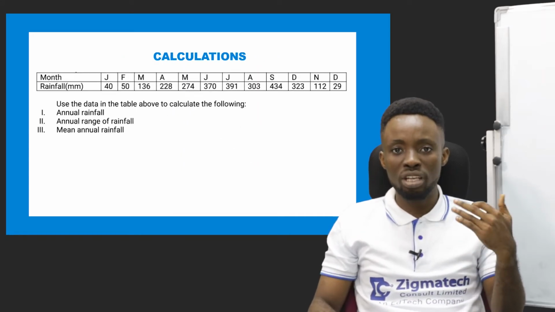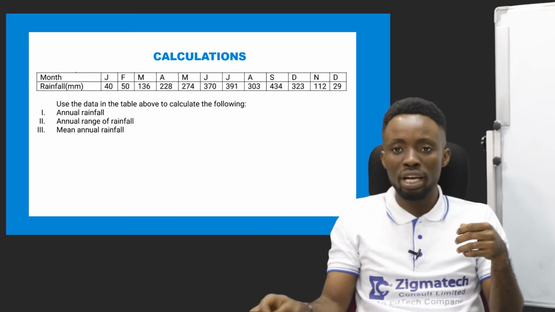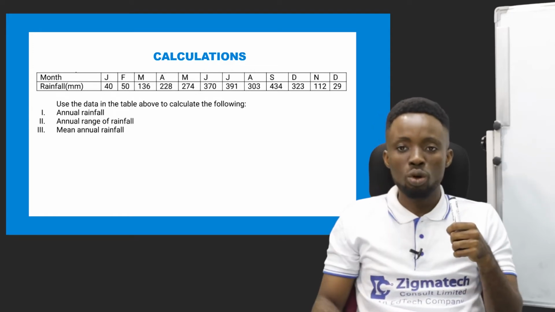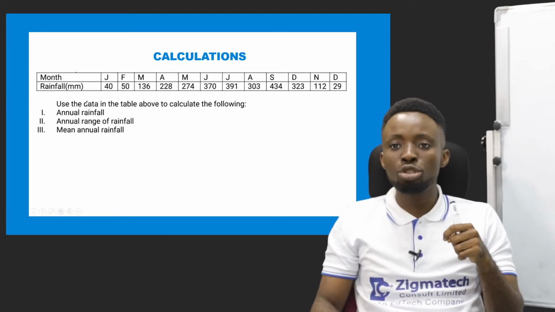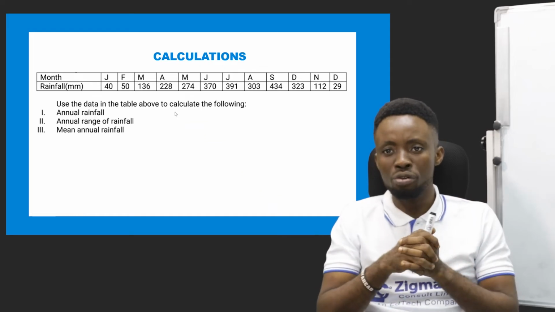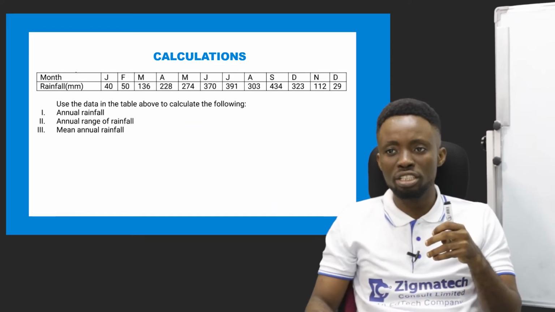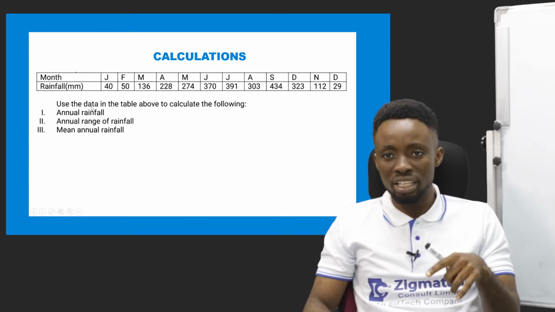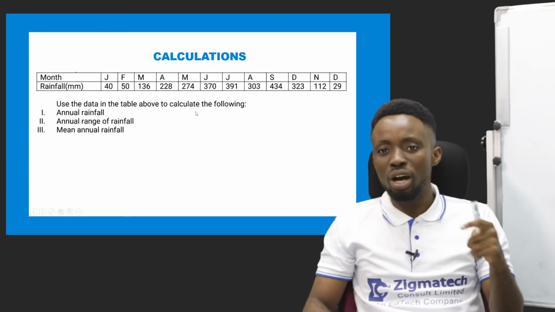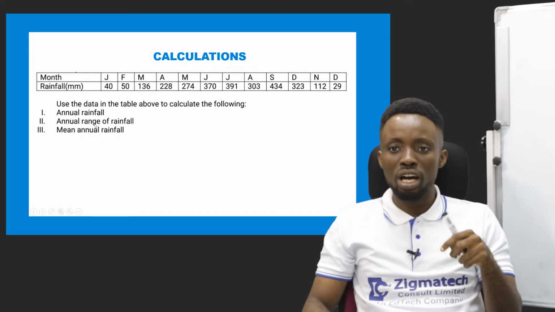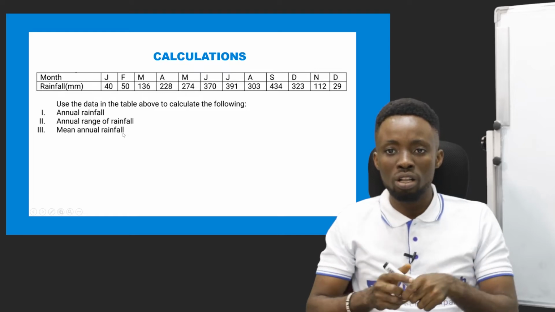So now let's take a question on how we can calculate the annual rainfall and mean annual rainfall. As we have here, this is a table showing the rainfall from January, February, March down to December. They say use the data in the table above to calculate the following. First, we calculate the annual rainfall. Second, we calculate the annual range of rainfall. And third, we calculate the mean annual rainfall.